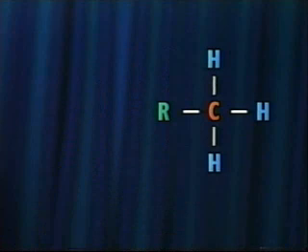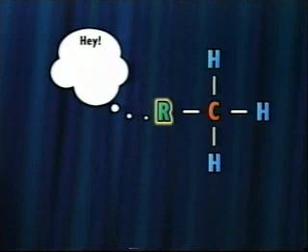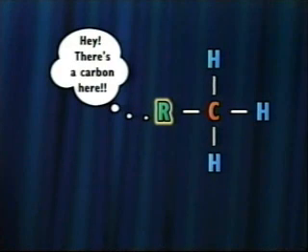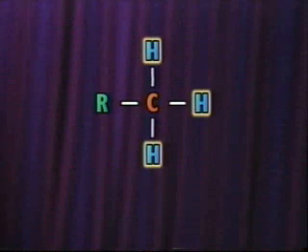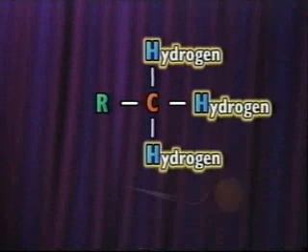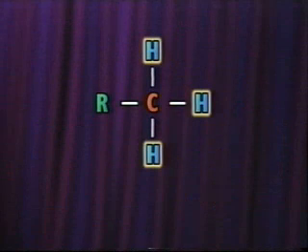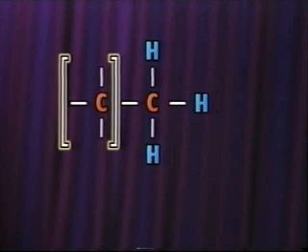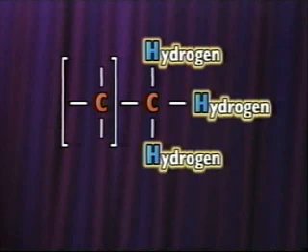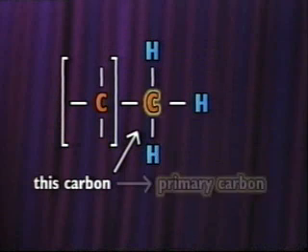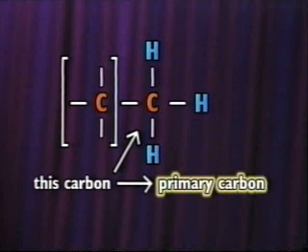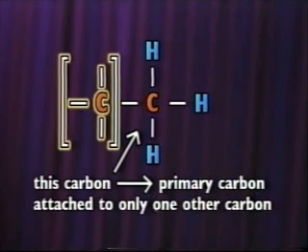All that's important is that we know that the R there is telling us that there's a connection to a carbon there. And H just means hydrogen, of course. So, this carbon here with one R and 3 H's is attached to one other carbon and 3 hydrogens. We call this type of carbon a primary carbon because it's only attached to one other carbon.